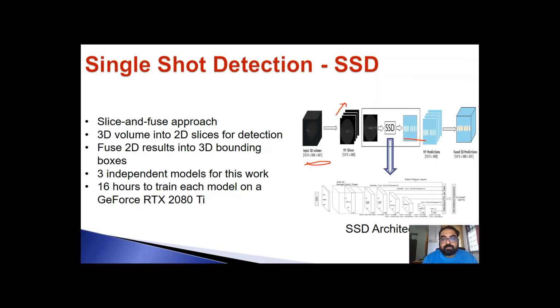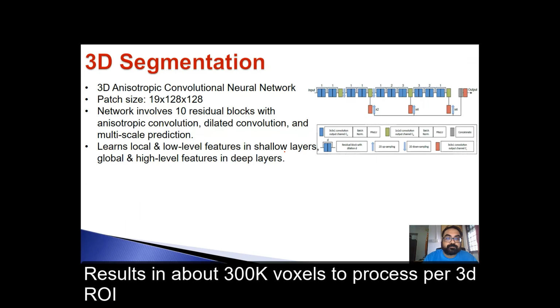This also involves some novelty, where it can happen that you somehow miss some bounding box detections in some slices. So we try to make it more robust, so that even if we skip a few detections, we are still able to recover that in the final 3D bounding box estimation. For this work, we trained 3 independent models, one for TSV, one for HP, one for logic die, and one for memory die. It took us 16 hours to train each model on a very high-end GPU. So even in 2D, it takes 16 hours to train. Imagine how it would be in 3D.